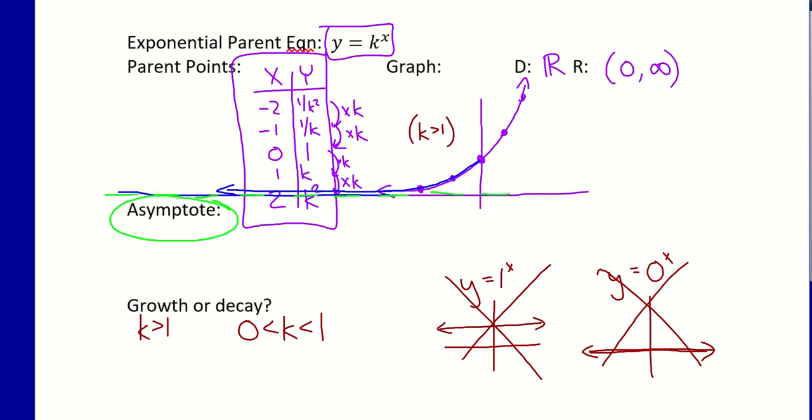So the definition of an asymptote would be any line a function approaches infinitely.